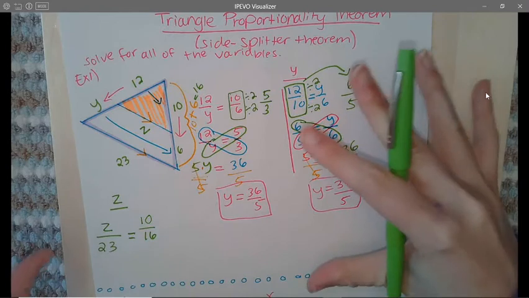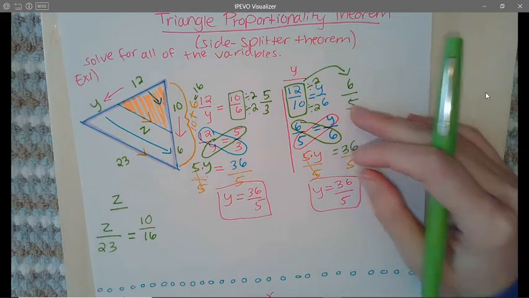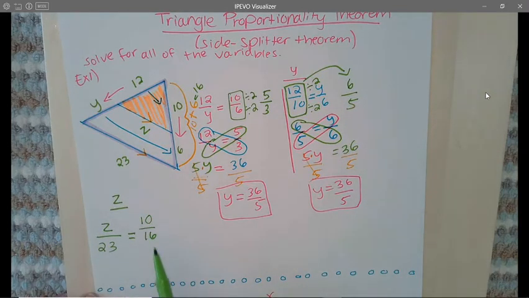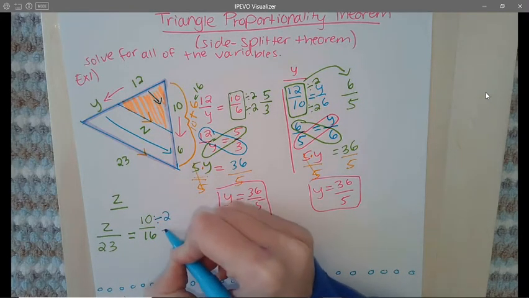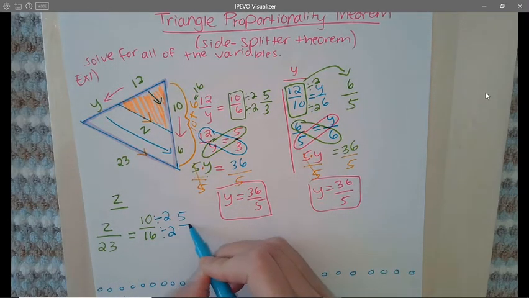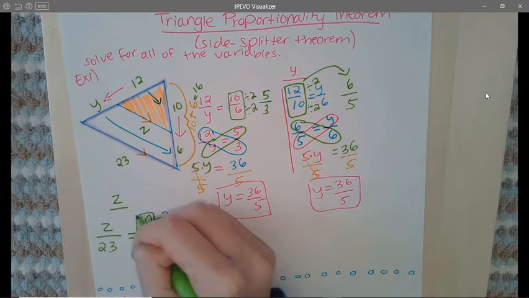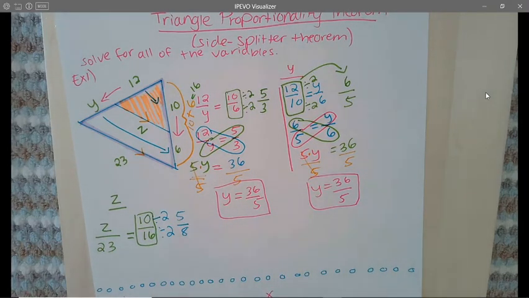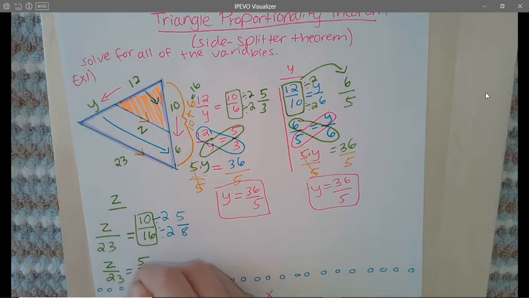Okay, and again, before I start my cross multiplying, I want to try to reduce down any fractions if possible. I see that I can reduce down 10 over 16. Do you guys know a number that will divide into 10 and 16? Of course you do, because you always do. A number that will divide into 10 and 16 is 2. So I'm going to reduce this down real quickly. 10 divided by 2 is 5, and 16 divided by 2 is 8. So I'm actually going to be using 5 over 8 in my new proportion. So I'm going to have z over 23 equals 5 over 8.